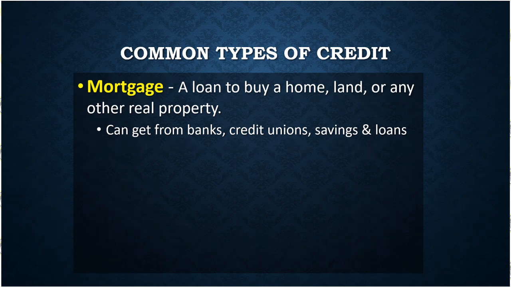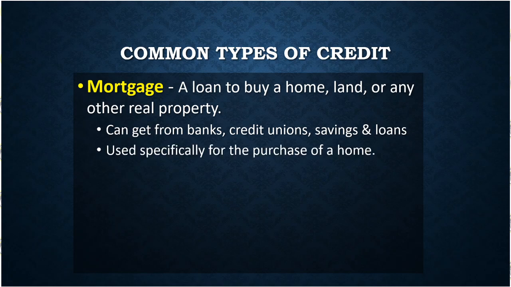You get mortgages from banks, credit unions, savings and loans. Those are all financial institutions. It used to be that you couldn't get mortgages from all of those, but the deregulation of the banking business during the Reagan era in the 80s made it so that different types of financial institutions could all offer mortgages.